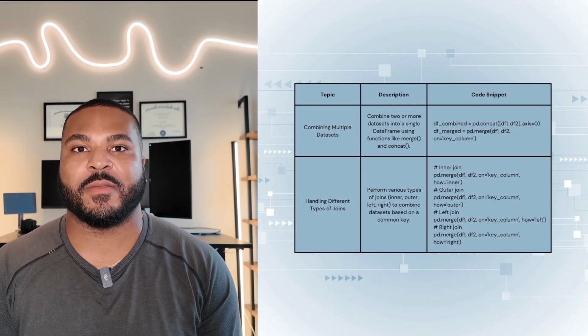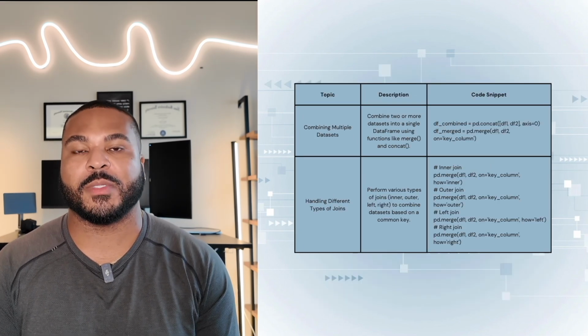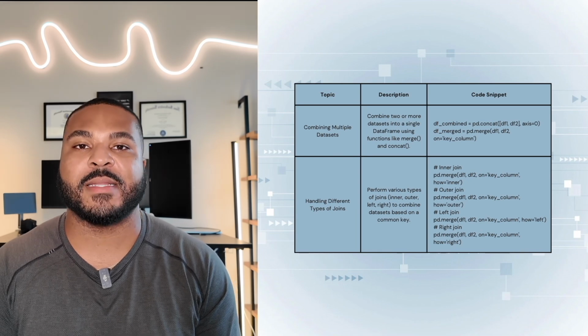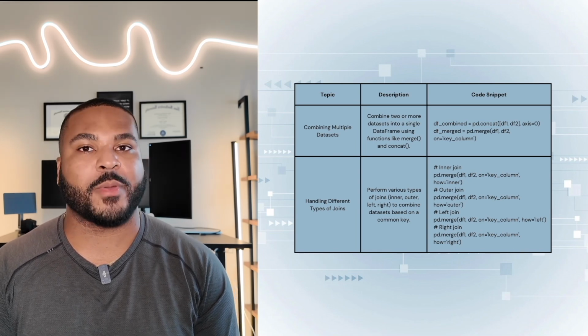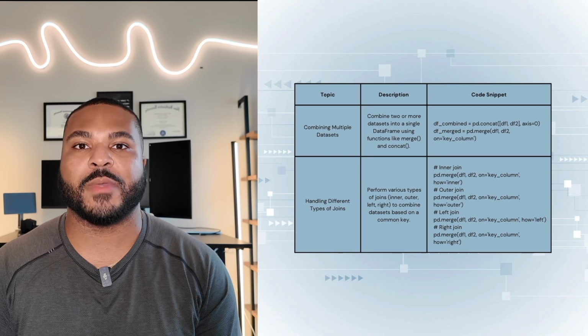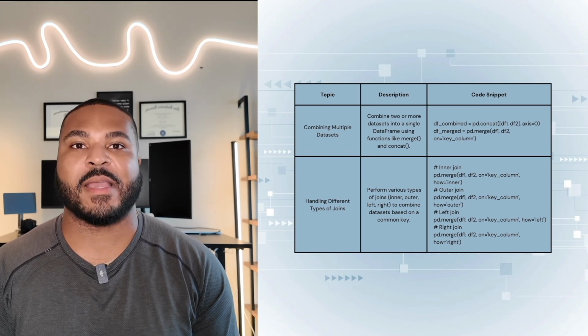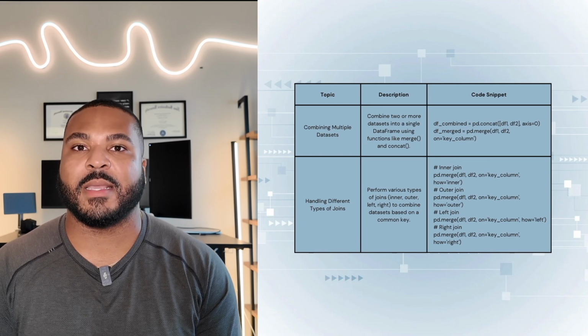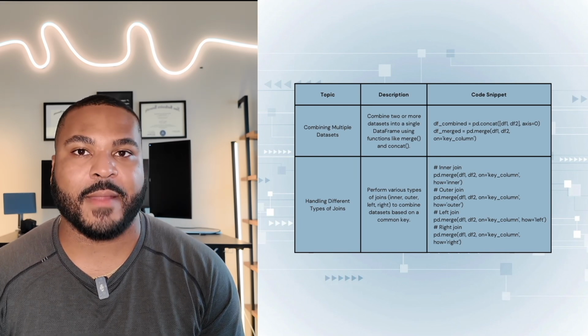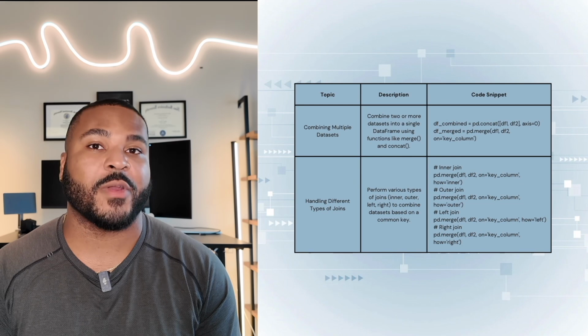Data integration involves combining data from multiple sources into a single cohesive data set. This is a crucial step in data preprocessing, especially when working with data from different files or databases. Pandas provides several functions to combine data sets, including merge and concat. And they're pretty simple. I think you've heard of them before.